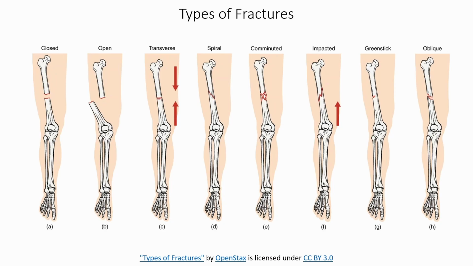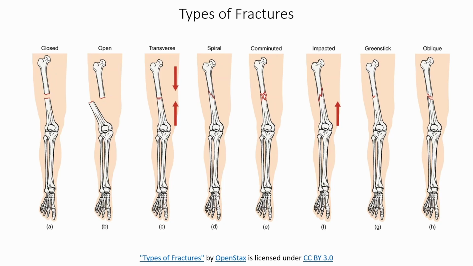Let's start with the first two on the left, closed versus open. This straight up just comes down to whether or not the bone has broken through the skin. So in a closed fracture, all of the bone components are still within the body part. The skin has not been broken, whereas in open, we actually have a piece of bone jutting out.